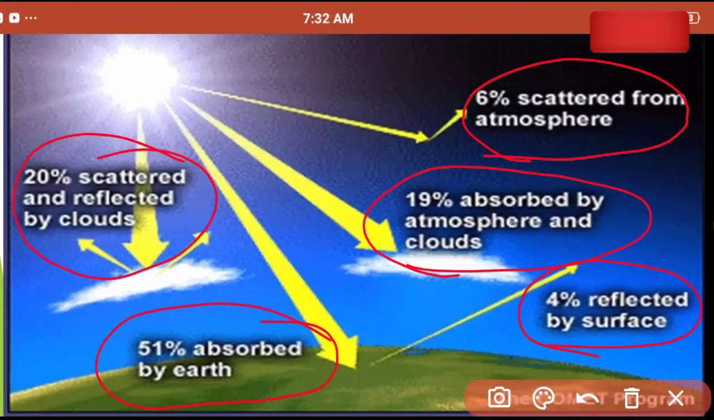Further, some portion of the energy is scattered and absorbed by the higher reaches of the atmosphere. In fact, some of the harmful rays of the sun, like UV rays, do not reach the ground, and this has made life possible on the earth.